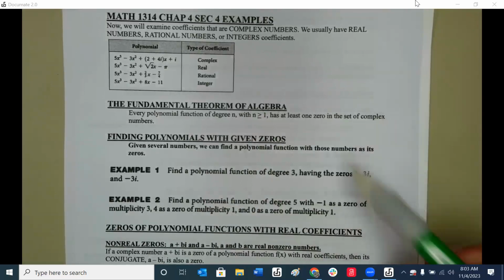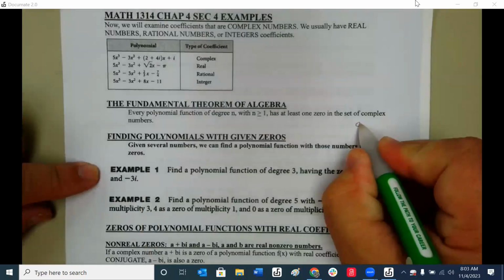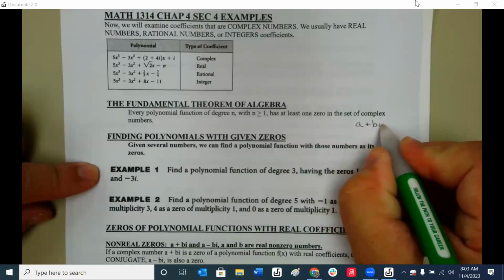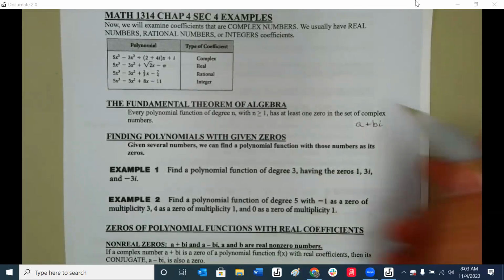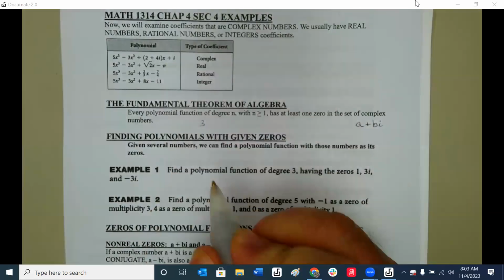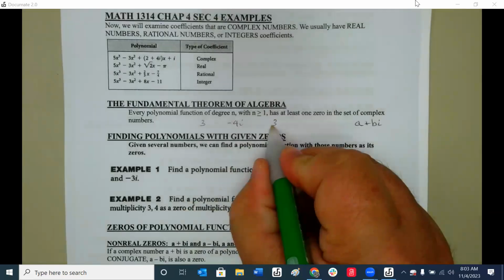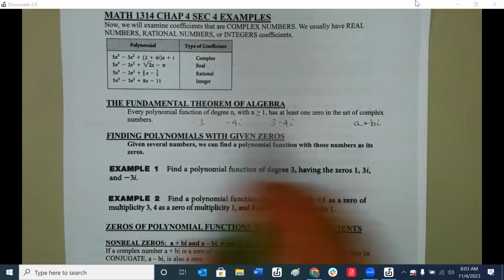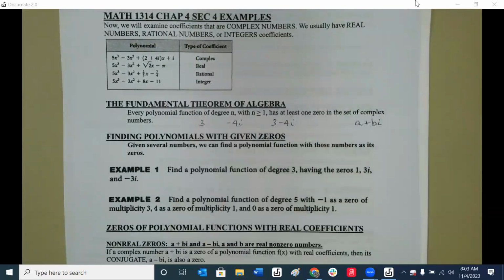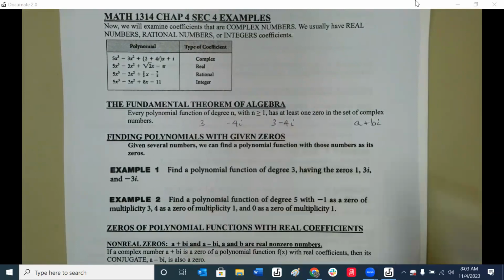Why a set of complex numbers? Because complex numbers look like this, where a and b can be positive, negative, or zero. So this is a complex number. This is a complex number. That is a complex number. So it could be in any form. Complex numbers can have any one of these three forms: an integer, a number with an i, or a combination of the two.